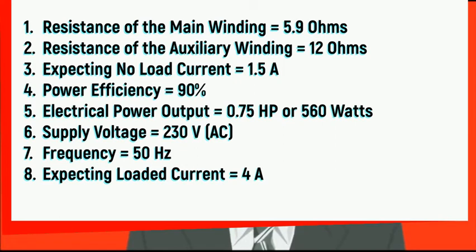1. The resistance of the main winding equals 5.9 ohms. 2. The resistance of the auxiliary winding equals 12 ohms. 3. Expected no load current equals 1.5 amps. 4. Power efficiency equals 90%. 5. Electrical power output equals 0.75 horsepower or 560 watts. 6. Supply voltage equals 230 volts AC. 7. Frequency equals 50 Hz. 8. Expected loaded current equals 4 amps.